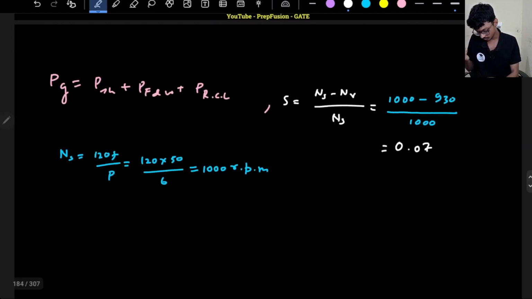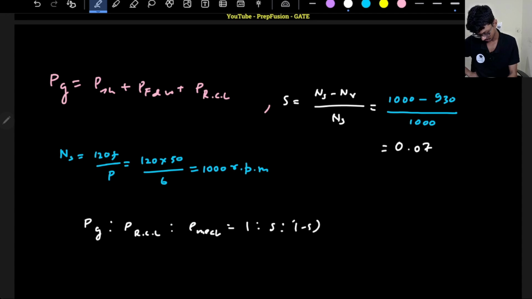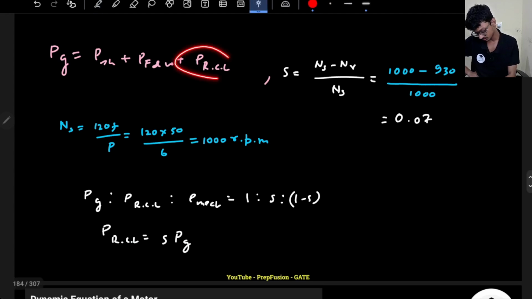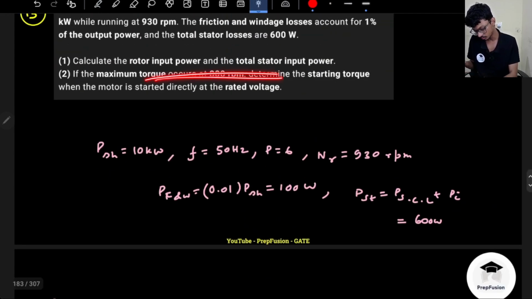Now of course we know this relation, this is very helpful: Pg to P rotor copper loss to P mechanical is 1 is to S is to 1 minus S. So I can write my P rotor copper loss as S times Pg. I'll replace it because they have asked me to find out the air gap power only, the rotor input power.